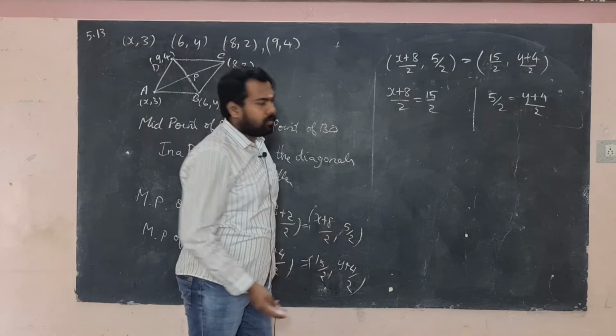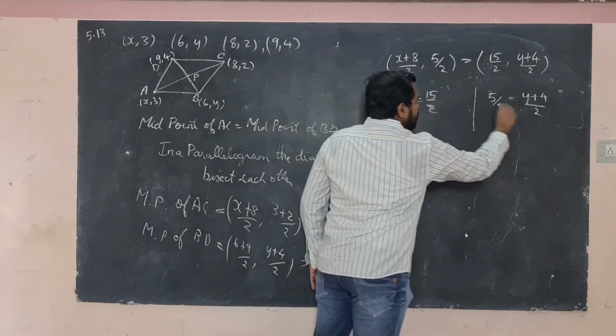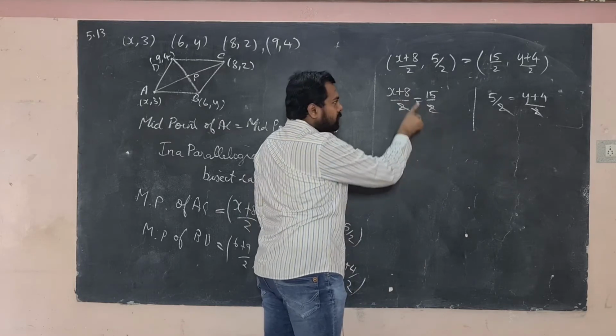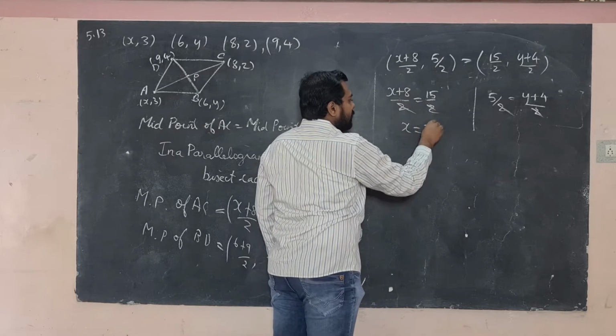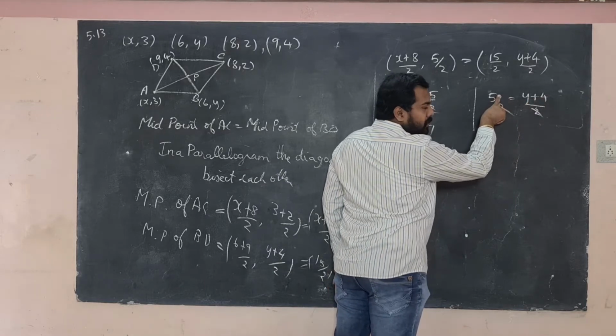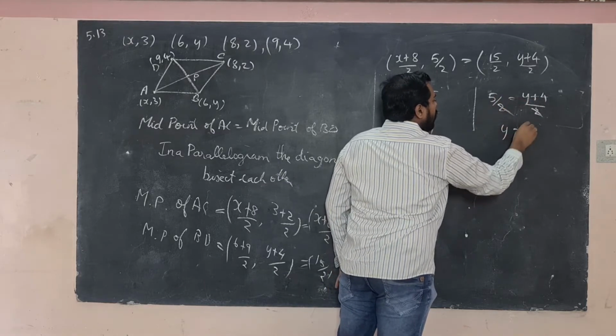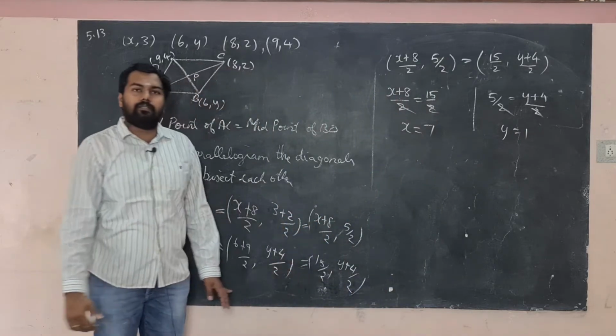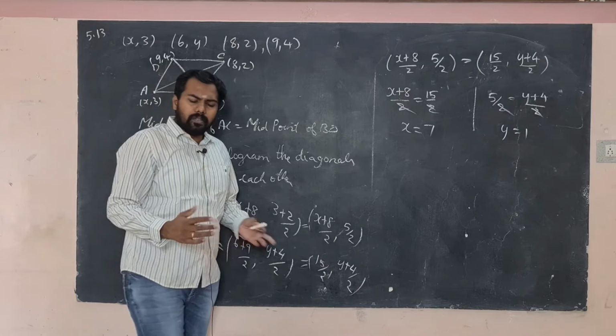Now we can solve. See, this 2 will get cancelled, 2 will get cancelled. The 8 அங்க கொண்டு போனா, it will become minus 8. So 15 minus 8 is 7. This 4, when it comes to this side, it will become minus 4. So 5 minus 4 is 1. So we have found the value of x and y as 7 and 1, which is the answer for this question. So it is easy.